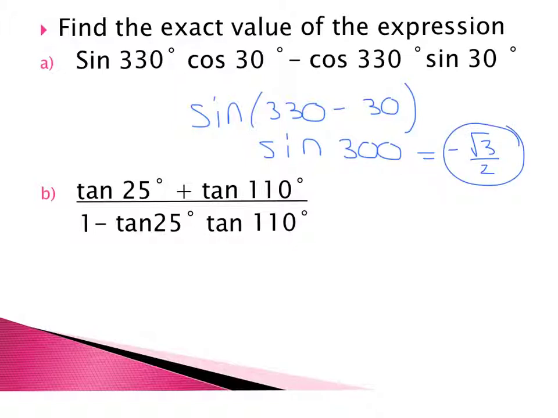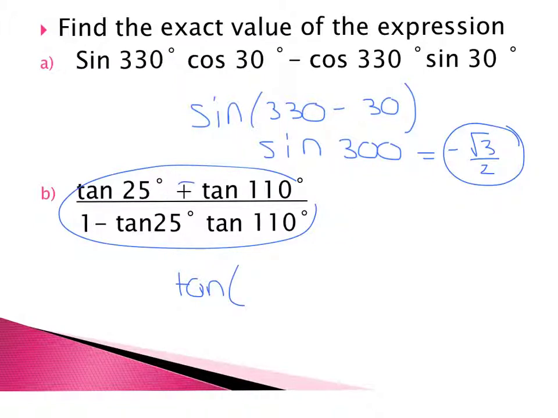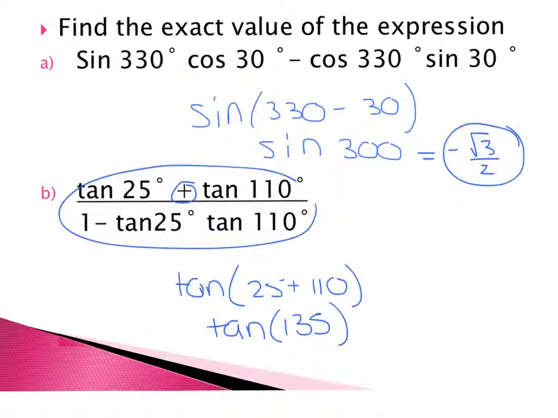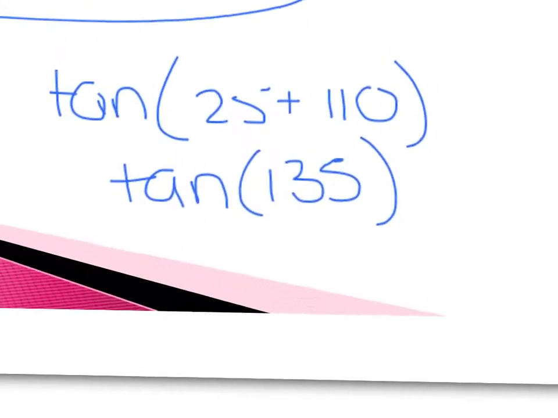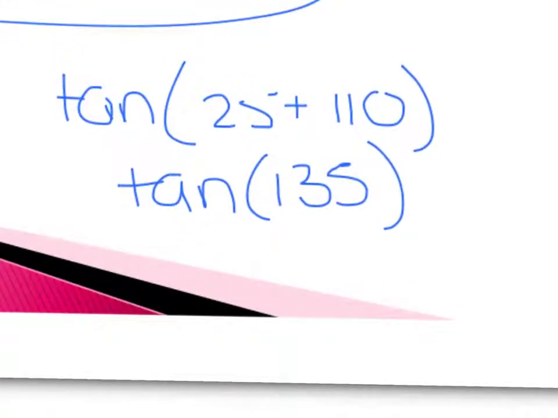If I'm looking at example B, I know tangent's being used here, tan, and if sum is in the top, that means I'm going to add those angles together, and I get the tangent of 135 degrees. That reference angle is 45 degrees, tangent at 45 degrees is 1. But in quadrant 2, because that's where 135 degrees lies, right? Tangent is negative. So my answer is -1.